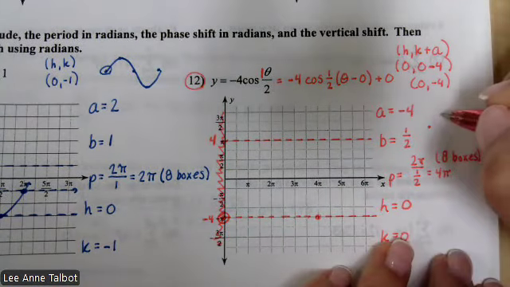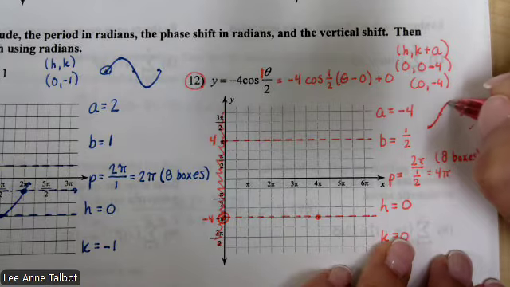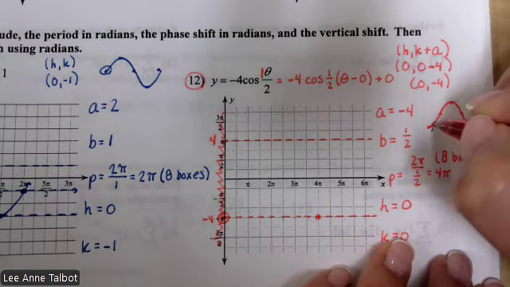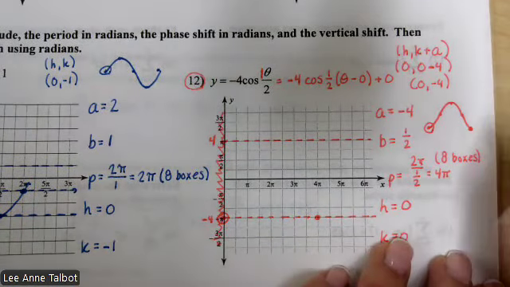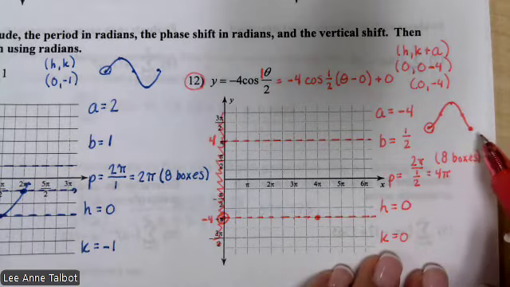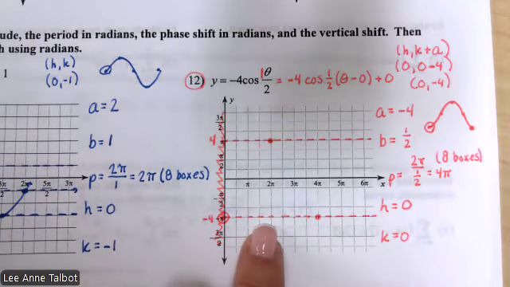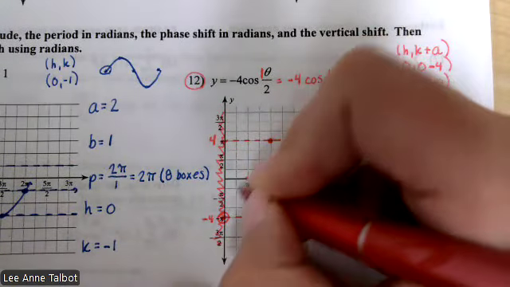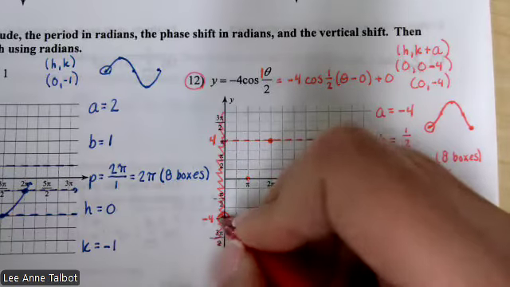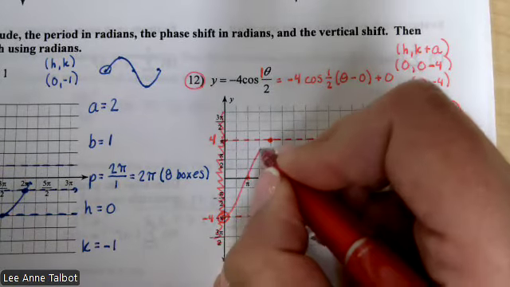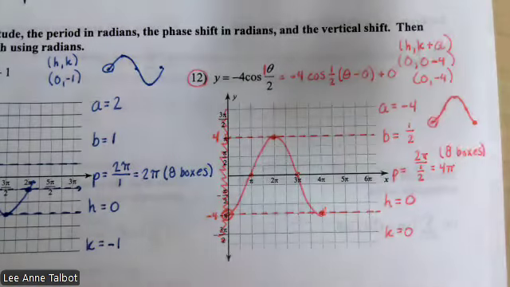And then negative cosine looks like this. I just graphed this dot and this dot. So in between those two, it's going to hit the top. In between the first two, it'll hit the midline. In between the last two, it'll hit the midline. Now we're done.